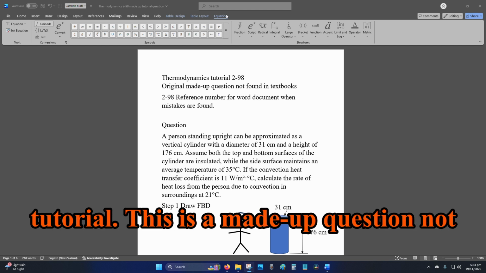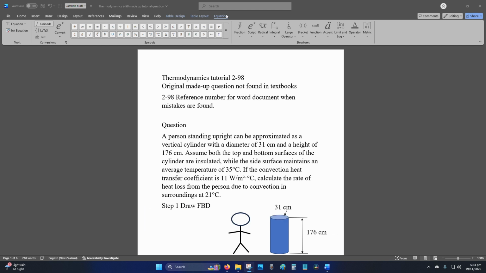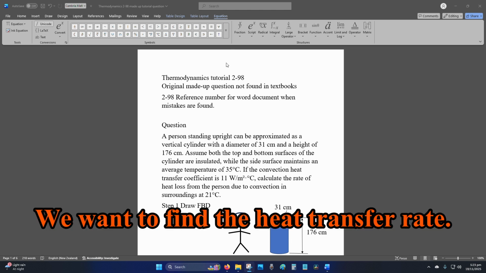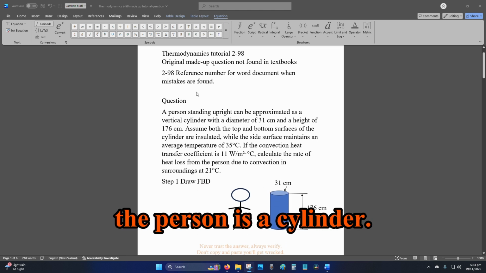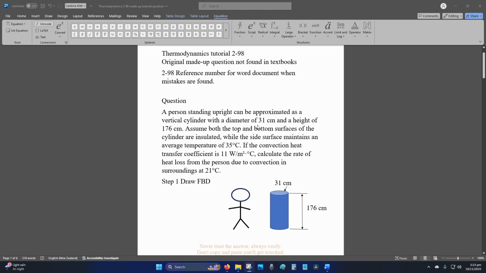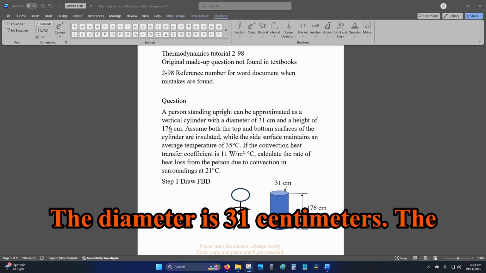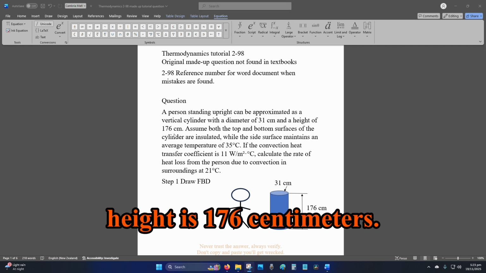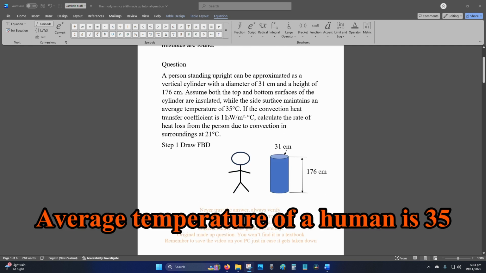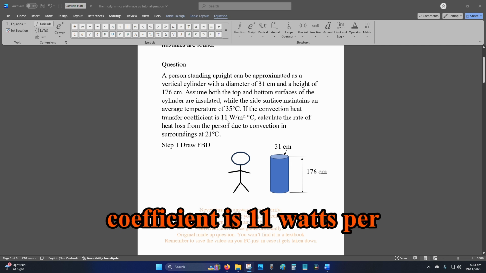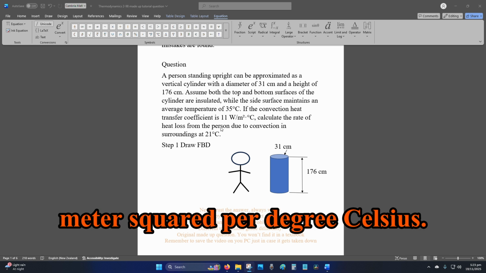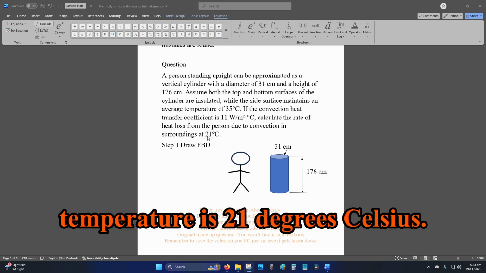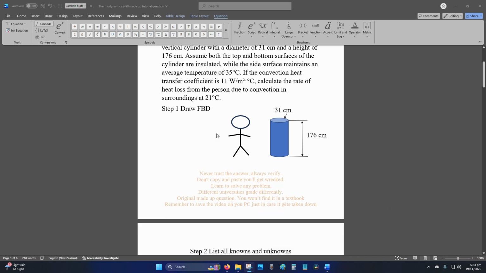This is a made-up question not found in your textbooks. We want to find the heat transfer rate. We're going to assume the person is a cylinder. The diameter is 31 centimeters. The height is 176 centimeters. Average temperature of a human is 35 degrees Celsius. The heat transfer coefficient is 11 watts per meter squared per degree Celsius. The surrounding temperature is 21 degrees Celsius.